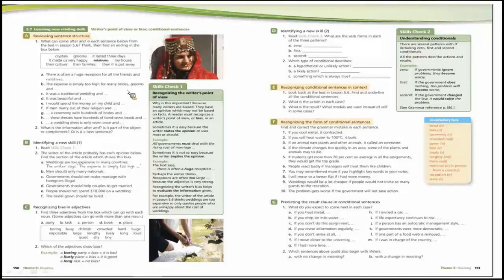Okay. Can we say that it can be both? If the government does not take action, the problem gets worse. Or if the government does not take action, the problem will get worse. The two of them are correct, by the way. Right? Okay. We're going to stop on this note and with this item.